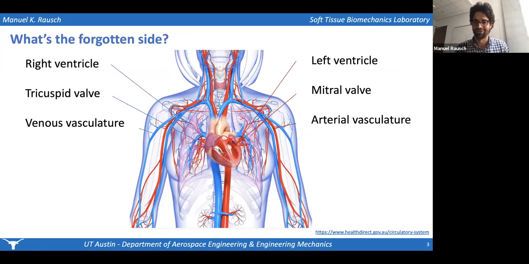The left ventricle, the mitral valve, and the arterial vasculature are representatives for the left systemic side that supplies oxygen to our cells. Then the blood returns to the right side, to the right ventricle, the tricuspid valve, and the venous vasculature. And there are physiological as well as historic reasons that the right side was just not studied in as much detail, and has therefore been dubbed by us and others as the forgotten side.